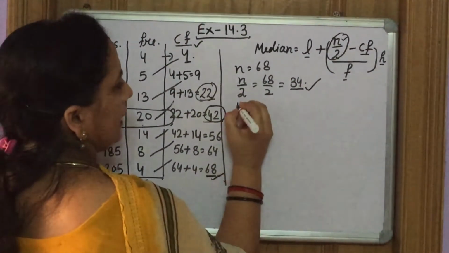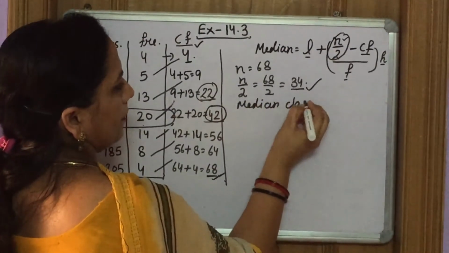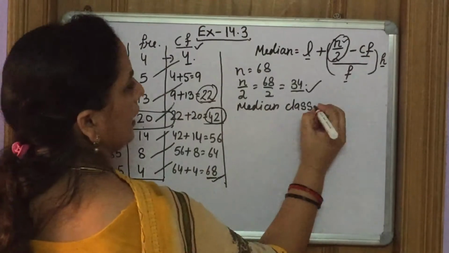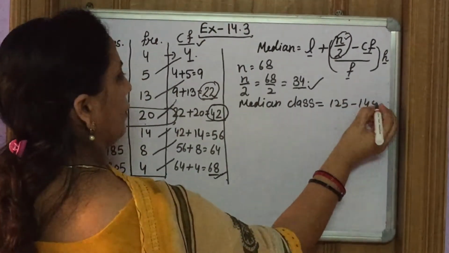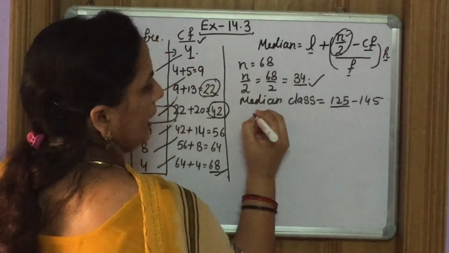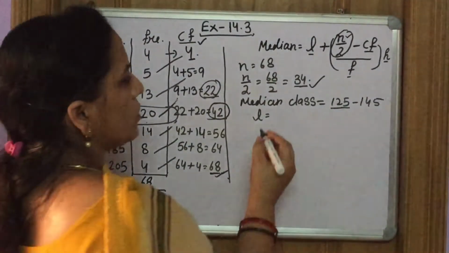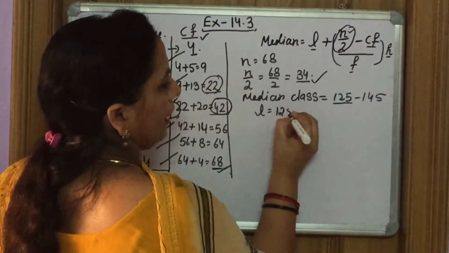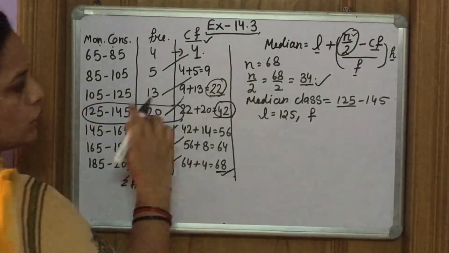So we can say that here the median class is 125 to 145. From this we will find out the value of L. L is the lower limit of our median class. So L is 125. F is 20.